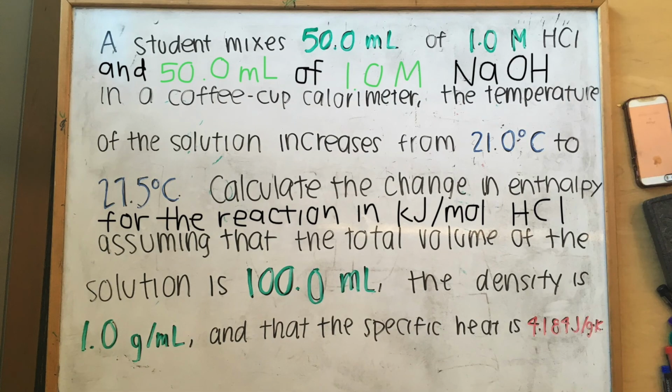Here's a practice problem. A student mixed 50 milliliters of 1 molar hydrochloric acid and 50 milliliters of 1 molar sodium hydroxide in a coffee cup calorimeter, and the temperature increased from 21 degrees Celsius to 27.5 degrees Celsius. Calculate the change in enthalpy for the reaction in kilojoules per mole hydrochloric acid, assuming that the total volume of the solution is 100 milliliters, the density is 1 gram per milliliter, and that the specific heat is 4.184 joules per gram Celsius.